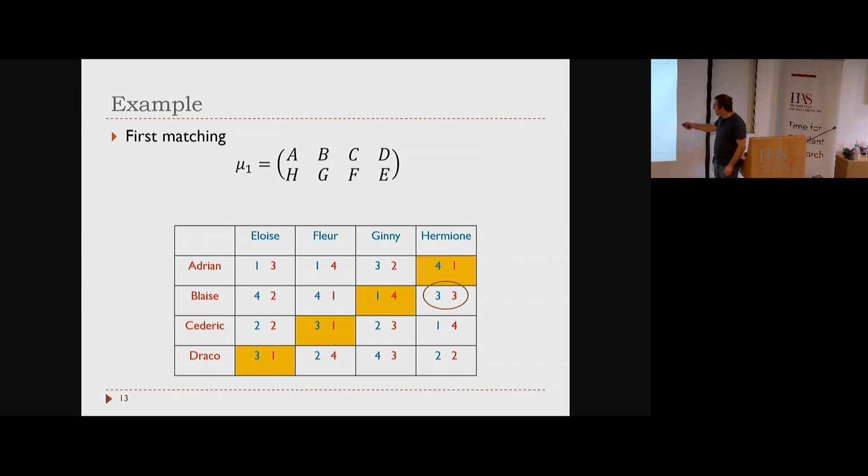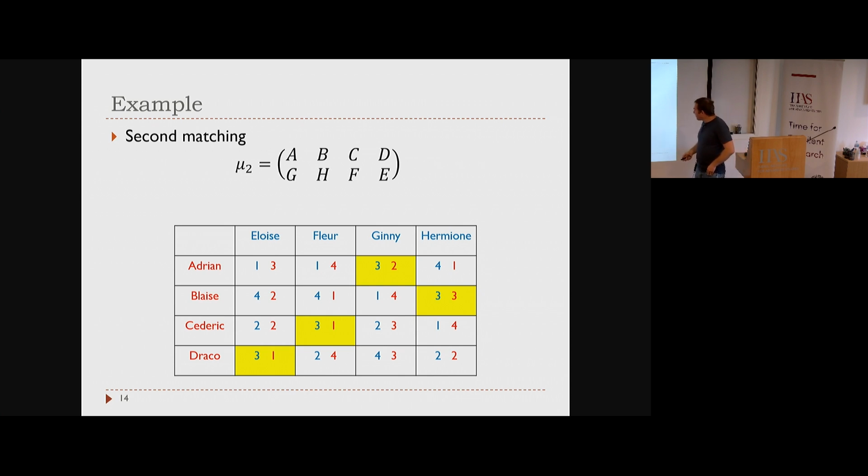Hermione would prefer Blaise. Good. Hermione prefers Blaise to Adrian, and Blaise prefers Hermione to Ginny. So that's a blocking pair, and that matching is not stable. Let's fix it a bit. I change it to mu2, where now Hermione goes with Blaise, and because I had Ginny and Adrian left, I put them together. Is that stable?